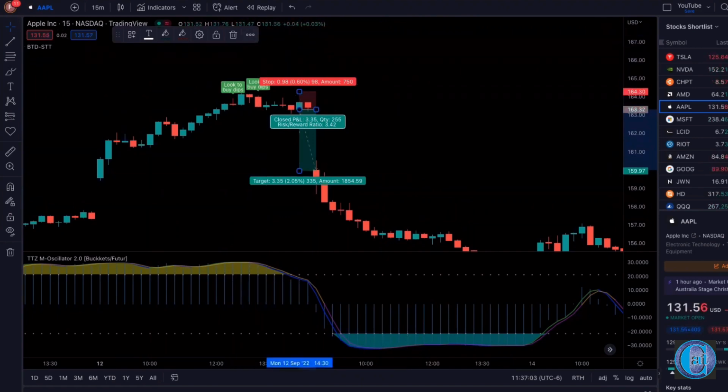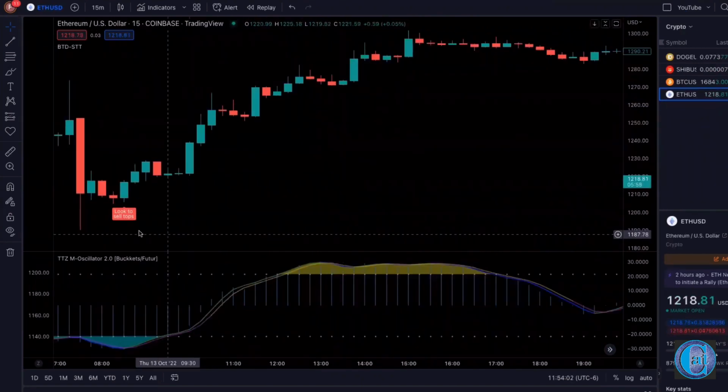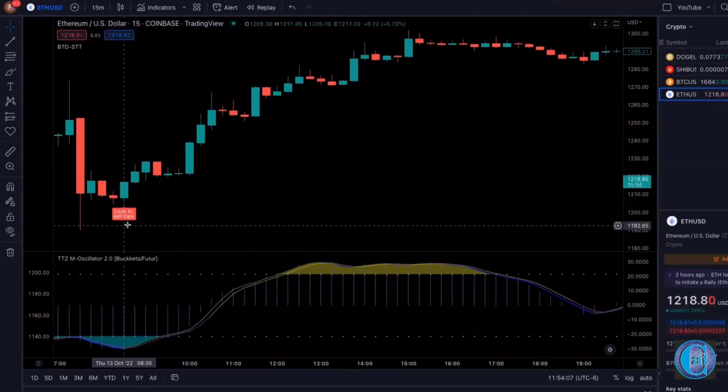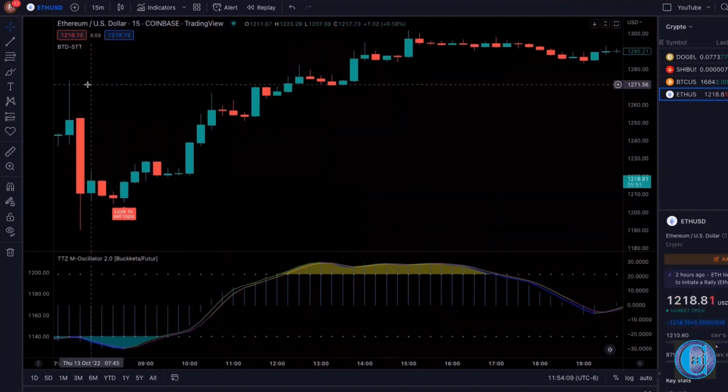All right, let's take a look at some more. So here's an example for crypto, right? This is on Ethereum US dollar for 15 minutes, right? You get this signal from this indicator.